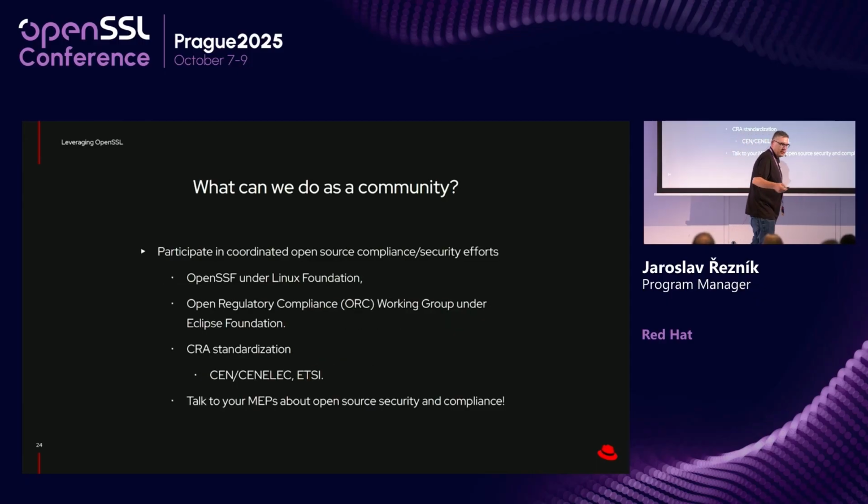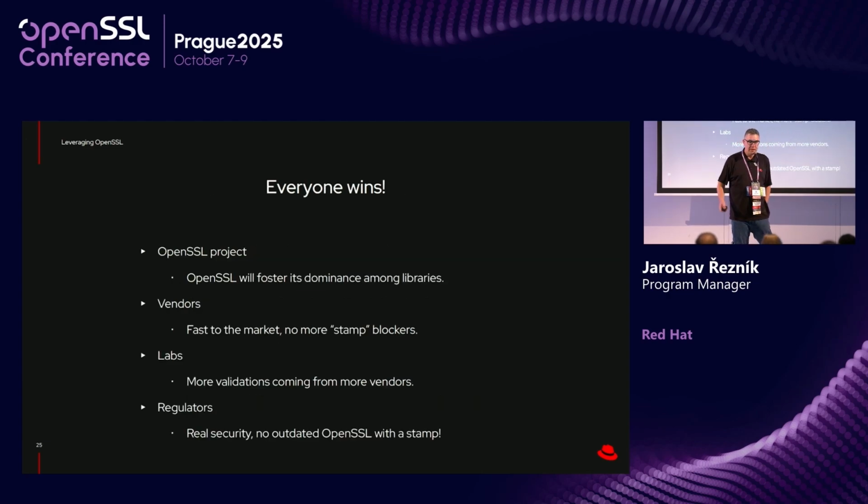Participate in these coordinated efforts, like join OpenSSF, Open Regulatory Compliance Working Group under Eclipse Foundation. The CRA standardization is going on. So there are many ways, and of course, talk to MEPs. And then everyone will win. OpenSSL will foster its dominance among all libraries, and there will be no more talks about the forks and so on. Vendors, fast to market, no more stamp blockers.